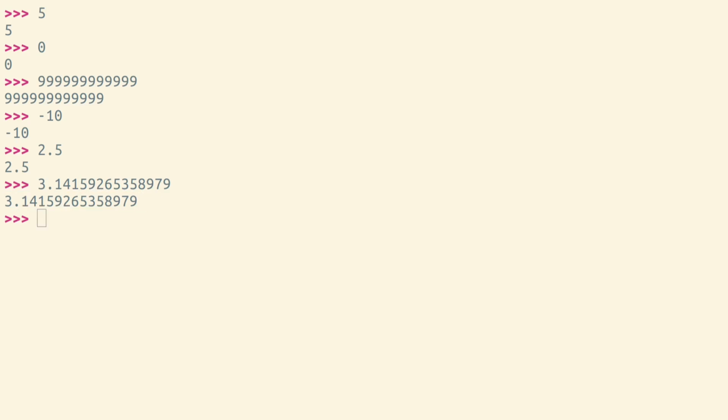Integers and floating point numbers can work together. So we can add together a floating point number and an integer, or we can subtract them, or multiply them, or divide them, and we get the expected result in all of these cases. Whenever we mix integers and floating point numbers, we'll always get a floating point number back.